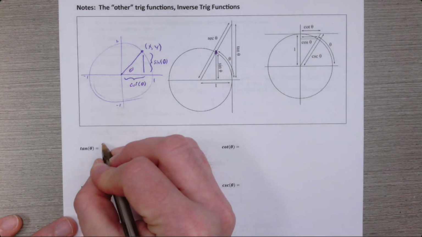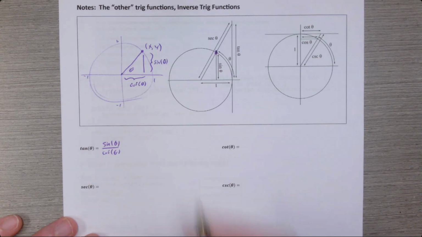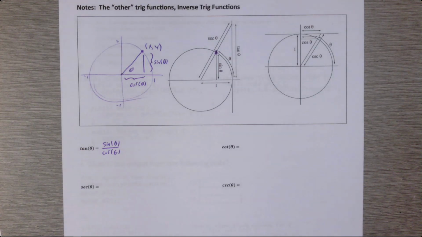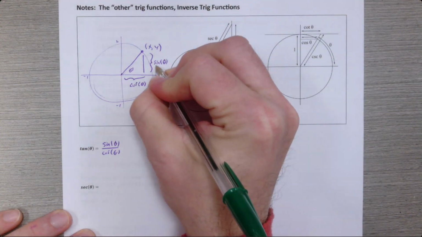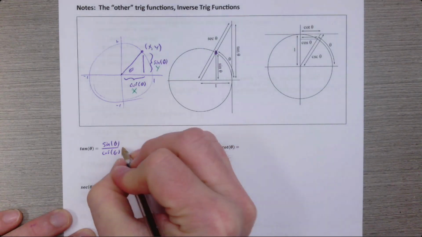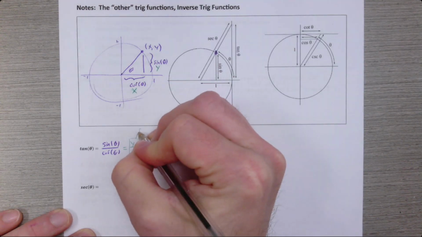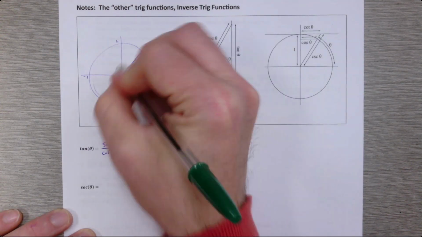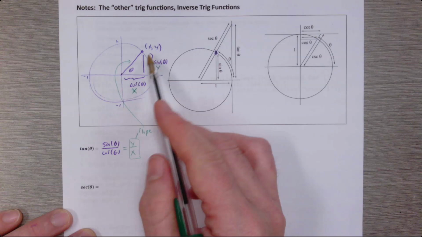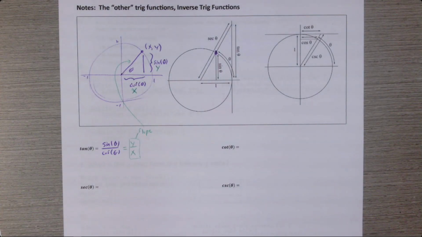So tangent theta, you know, is sine over cosine. Remember, if sine is telling you the y-coordinate and cosine is telling you the x-coordinate, you can also think about this as being y over x, and you should notice that that's the same thing as the slope of this line here. So you can think about tangent as telling you the slope of the line that takes you from the center of the circle to the point at an angle theta.